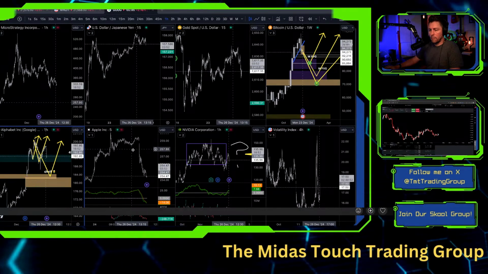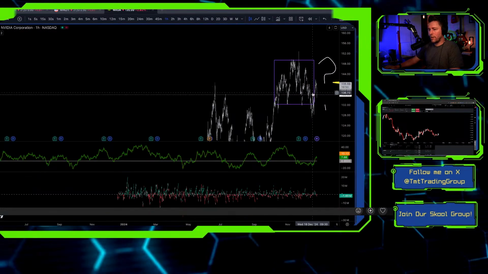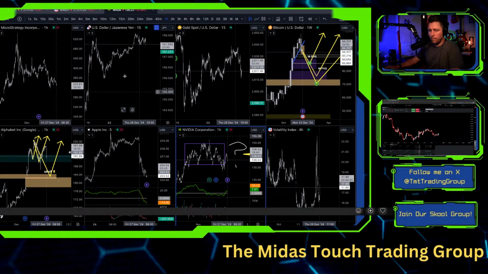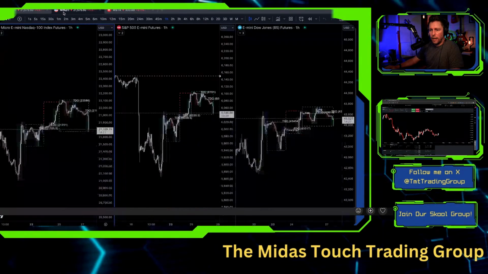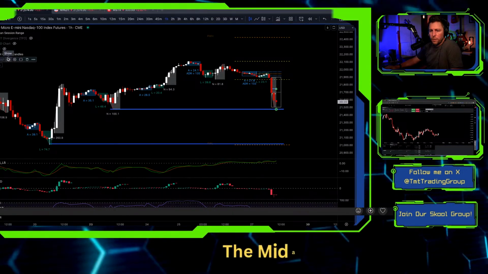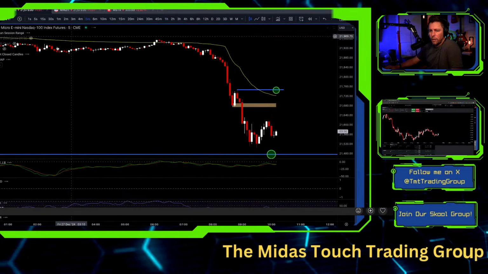What else? Nvidia still in this crazy range. I have nothing with Nvidia. I have no clue. But yeah, it's kind of giving us some signals there. Getting some pullback, right?